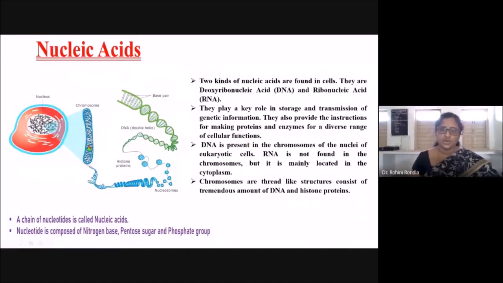What is the role of these nucleic acids? DNA and RNA, what are the uses? What do they do? They play a key role in storage and transmission of genetic information from parents to children. And they also provide some instructions for making proteins and enzymes for various types of cellular functions. Now where are they located?